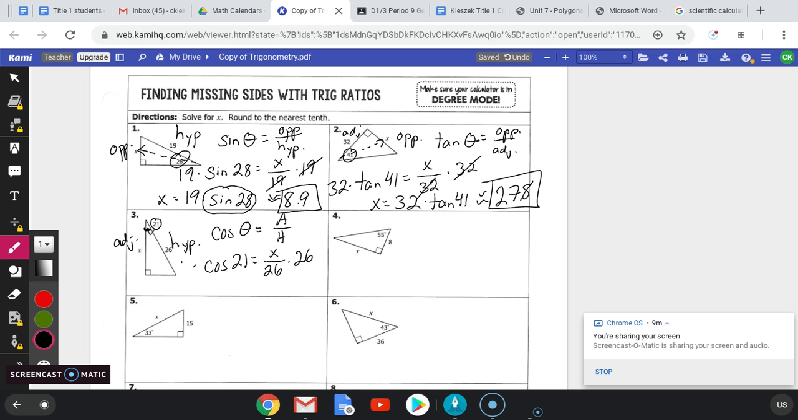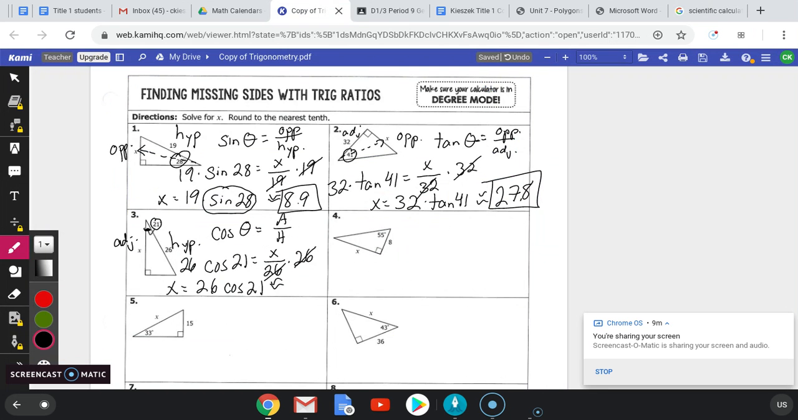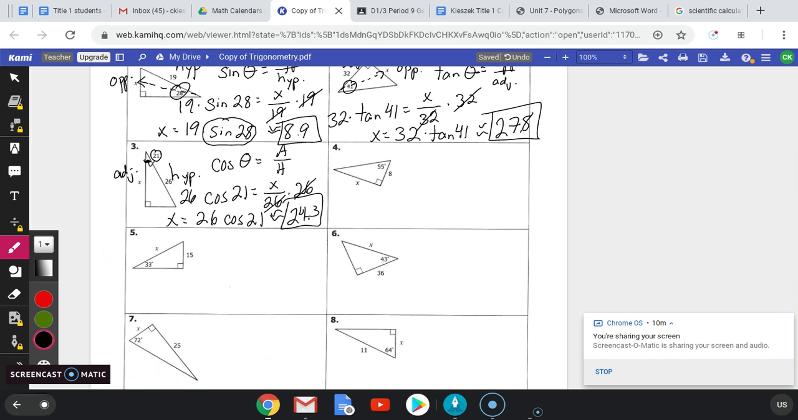Do some algebra. So x equals 26 times cosine of 21. And now we go to the calculator. 26 times cosine of 21. And I get around 24.3. Let's skip number 4 here and look at one like number 5.